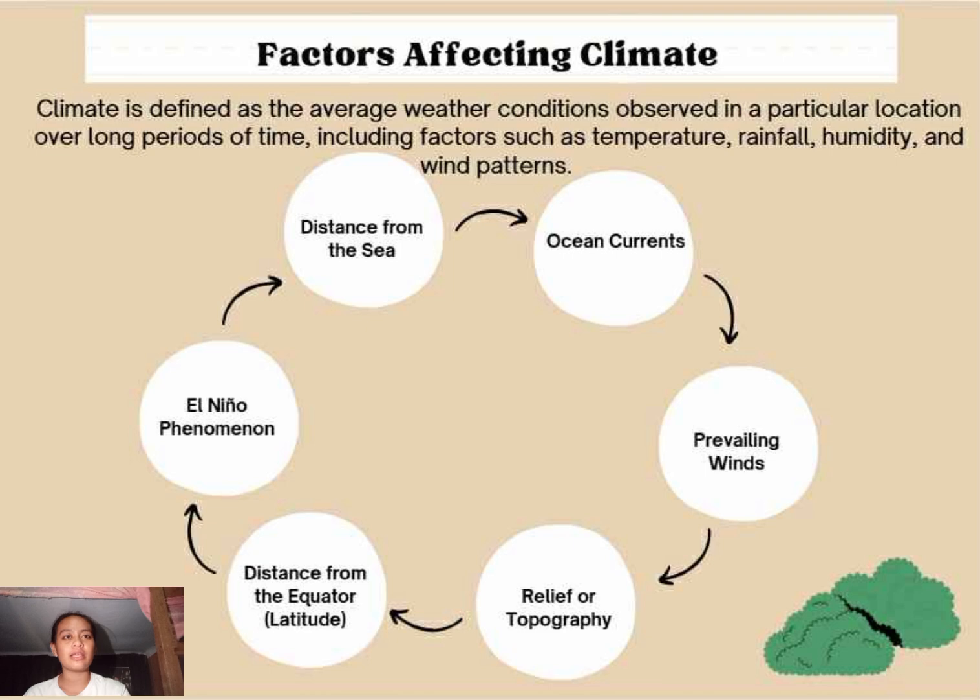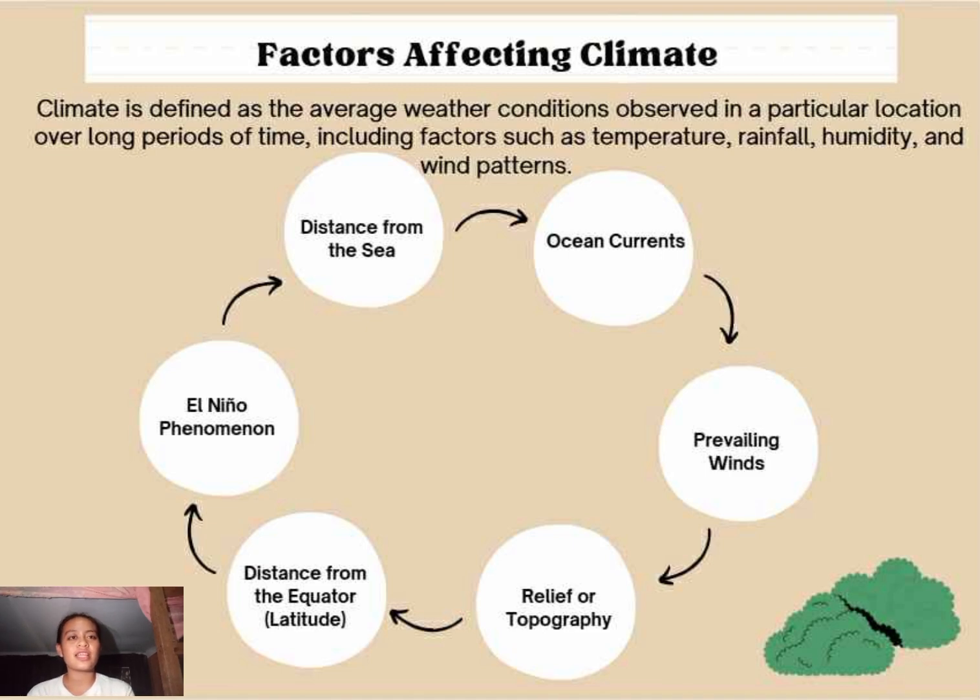Fourth is relief or topography. Higher places like mountains are colder because temperature drops with altitude. Mountains also influence rainfall. The windward side receives more rain as air rises, cools, and forms clouds. The leeward side becomes dry, creating a rain shadow.